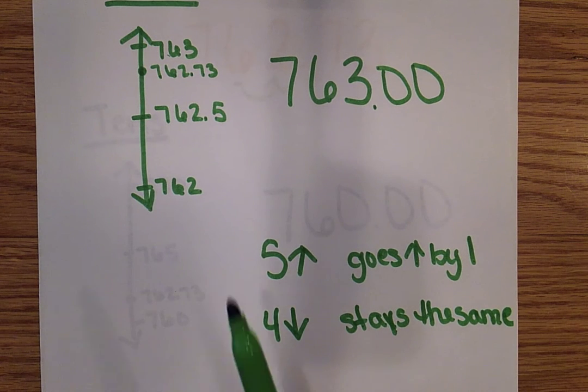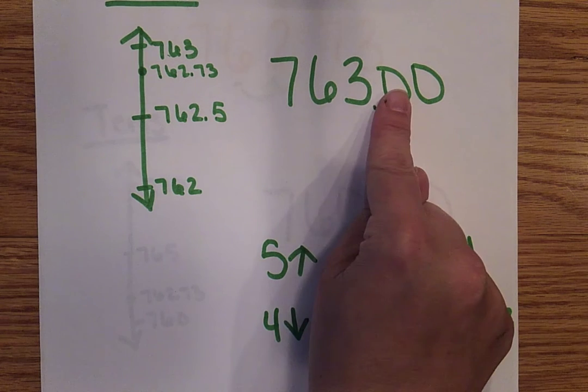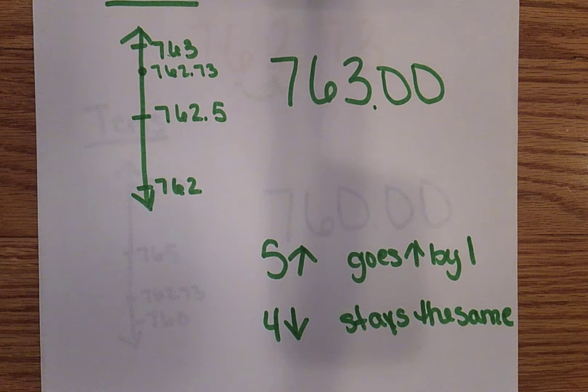Everything in front of the number stays the same. Everything behind it becomes zeros, and I like to remember that because we're trying to make round numbers. We're rounding, and the number that's round is a 0. So everything behind it becomes a 0.